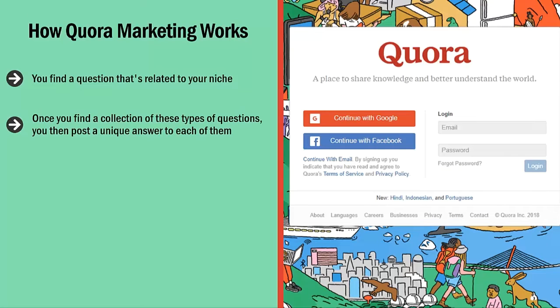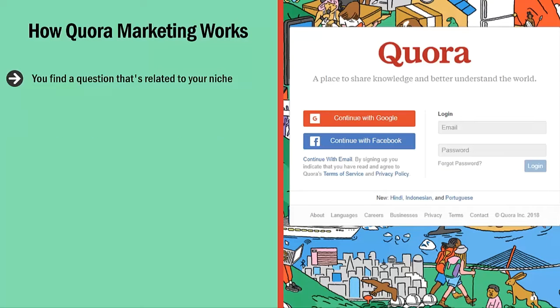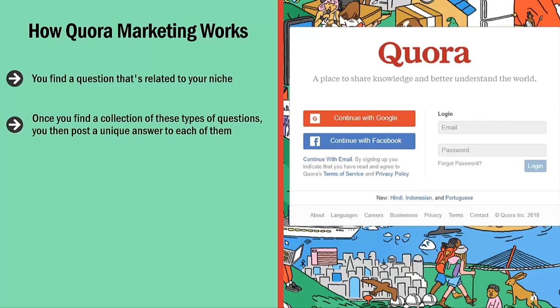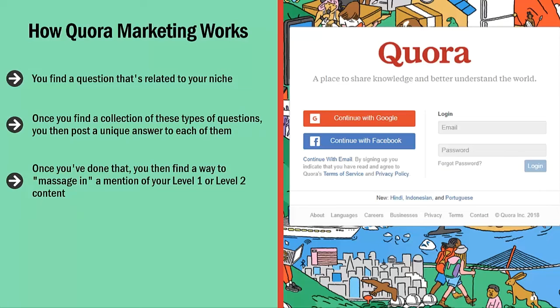You're not dodging the question, you're not just dropping a link, you're not spamming. Instead, you have to answer the question directly. Otherwise, you will get banned. Once you've done that, you then find a way to massage in a mention of your level 1 or level 2 content. It all depends on the question. That's all you need to do for Quora marketing.